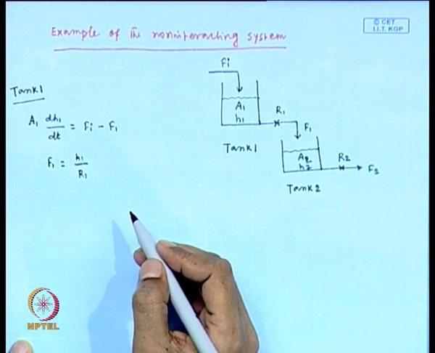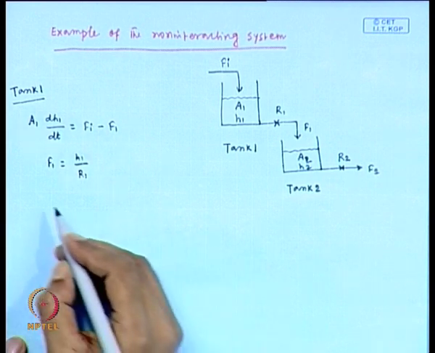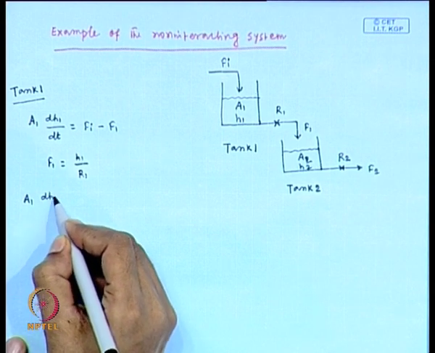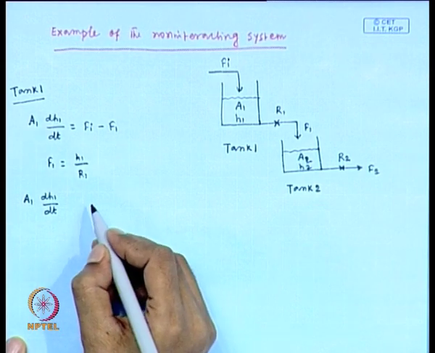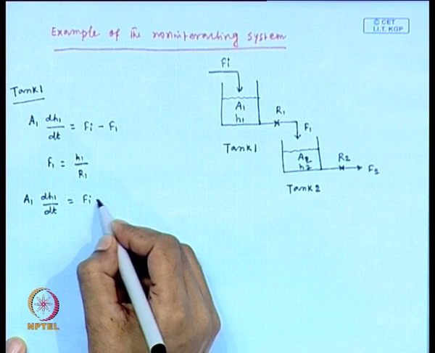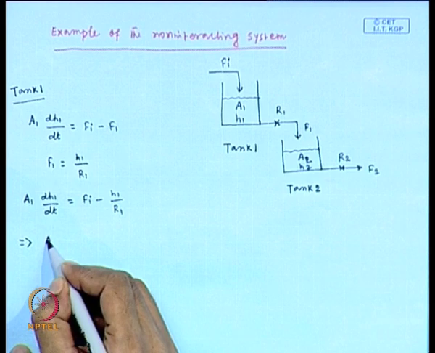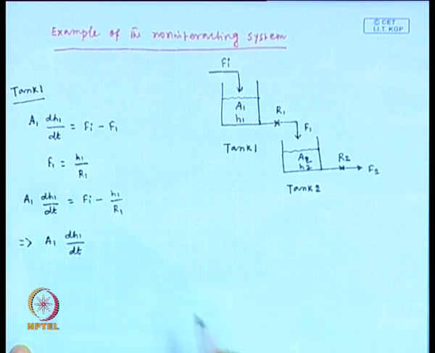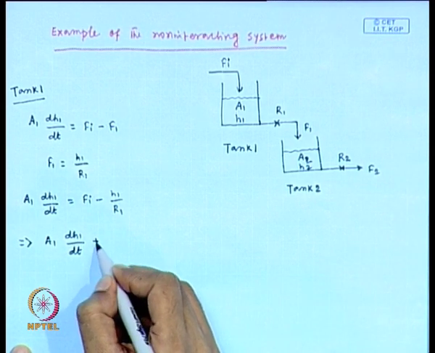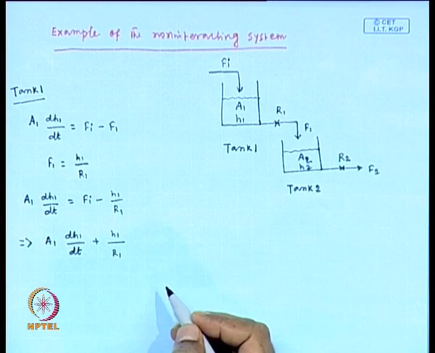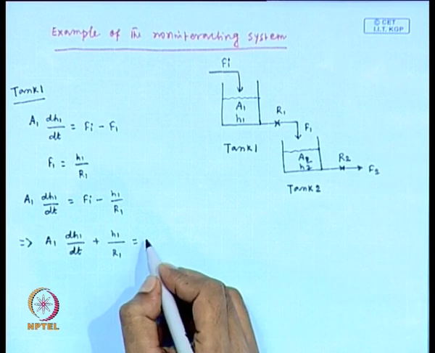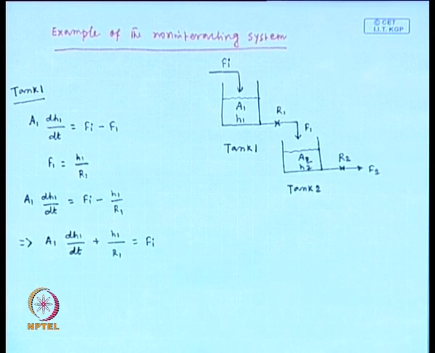If we substitute this F 1 equals H 1 divided by R 1 in the modeling equation, then we have A 1 dH 1 dt equals F I minus H 1 divided by R 1. Substituting the expression of F 1, we finally get this. Rearranging this equation, we have A 1 dH 1 dt plus H 1 divided by R 1 equals F I. Fine. Rearranging, we get this.